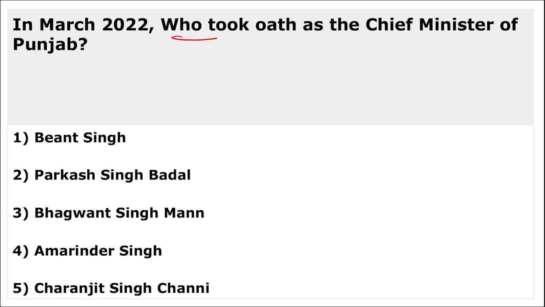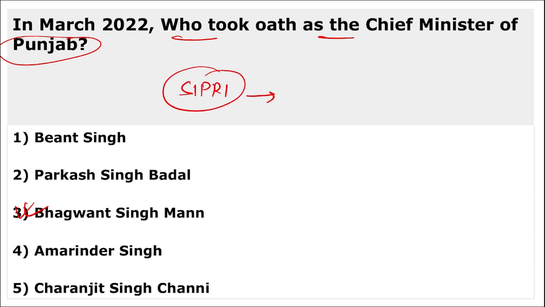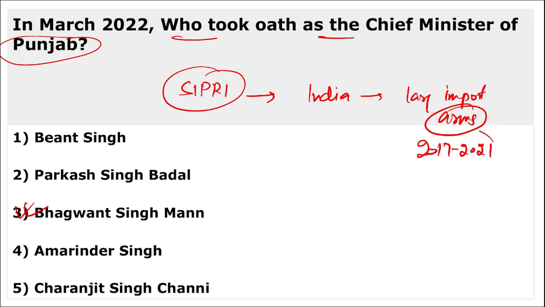Moving on. Who took oath as the Chief Minister of Punjab? He is Bhagwant Singh Mann. Then remember, there was a report by SIPRI that stated that India has emerged as the largest importer of arms for the year 2017 to 2021. This is the report of SIPRI.